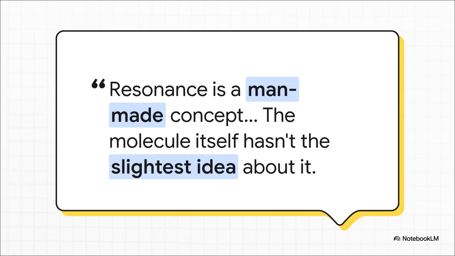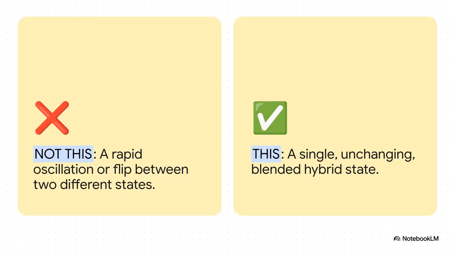This is where the brilliant Linus Pauling enters the picture. He came up with the idea of resonance, but, and this is so important, not as a physical process, but as a mathematical patch. The key takeaway is this: the molecule isn't doing anything. It's not shifting or changing. We, the scientists, invented the concept of resonance to fix a problem with our drawing. And this leads us to the single biggest misconception about resonance, hands down. It is not a molecule flipping back and forth between two different forms. It's not oscillating. It is one single unchanging thing, a blended average that we call a resonance hybrid.